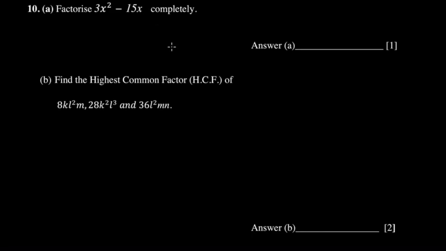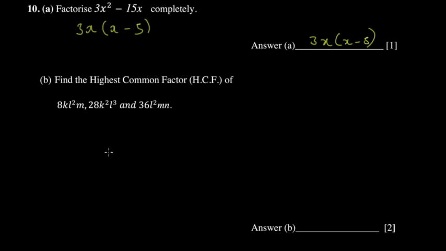Next part says factorize this completely. So just find the highest common factor here. For the numbers, the highest common factor between 3 and 15 is 3. Then for the variable, it's x. You take the lesser of the 2 powers. You find it's common, then you take the lesser of the 2 powers. Then you say 3 into 3 you get 1, so we don't need to write anything. Then x into x squared, you just get x here. Then minus 3 into 15 you get 5. Then x into x you get x. So this one is simply 3x(x − 5).